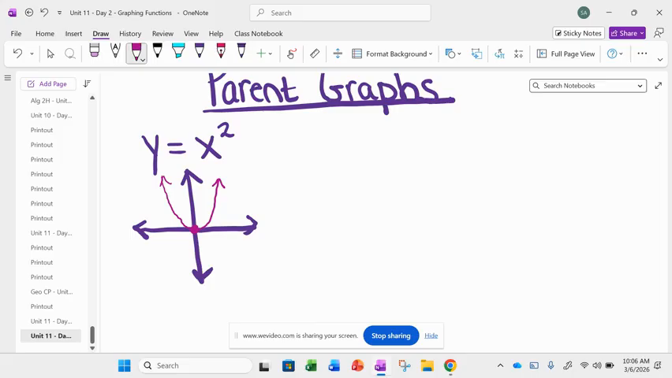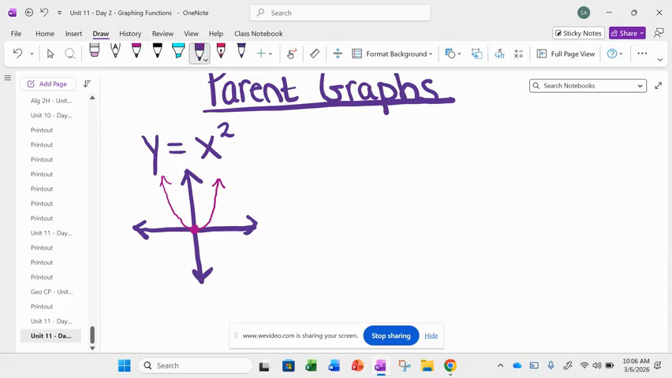And now there's going to be some shifting that we can do on this parent graph. And so when we're just sketching and we're doing these shifts, it's never going to be a perfect graph. It's just an idea of where the graph is moving and what it looks like. It will never be perfect because we're sort of estimating everything. But it will be a general idea of where it is and what it looks like.